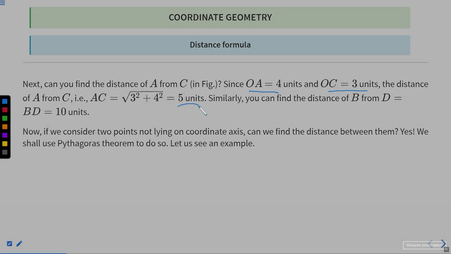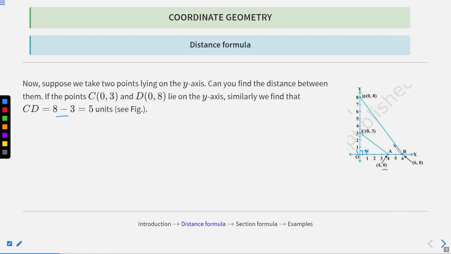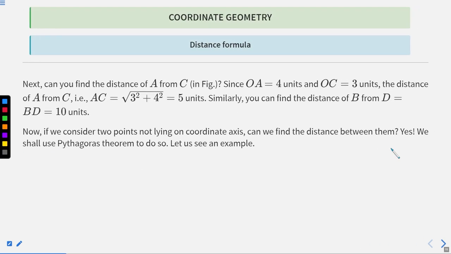Okay, similarly you can find the distance from B to D. Here the coordinates of B are 6, 0 and the coordinates of D are 0, 8. In this case, we can take the right angle triangle ODB and use Pythagoras theorem to find the distance BD, which is equal to 10 units.